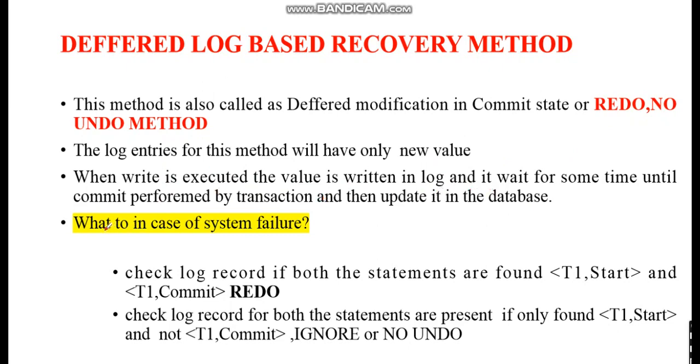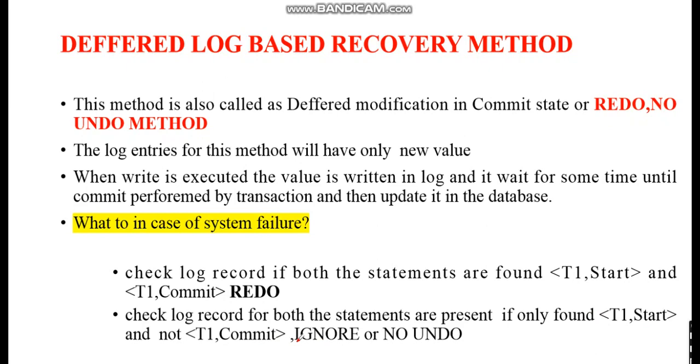Okay, next, what to do in case of system failure. Again we have to check the log records. Check log record if both the statements are found, that is Ti comma start and Ti comma commit, then redo. Okay, check log record for both the statements. If only one is found, that is T1 comma start and not T1 comma commit, then nothing we have to do. We have to ignore that particular transaction.